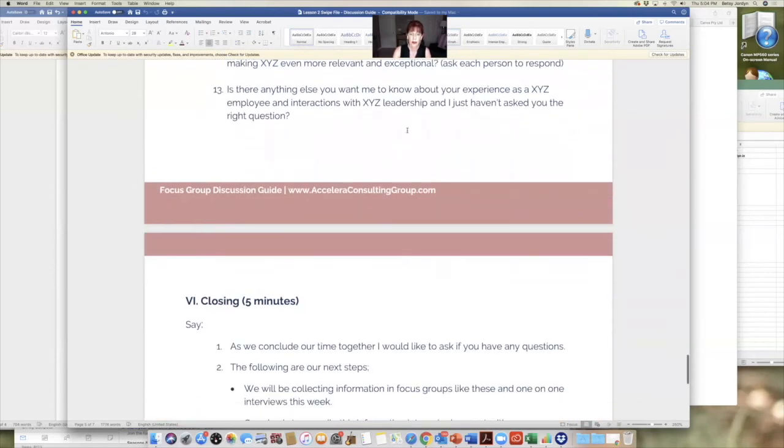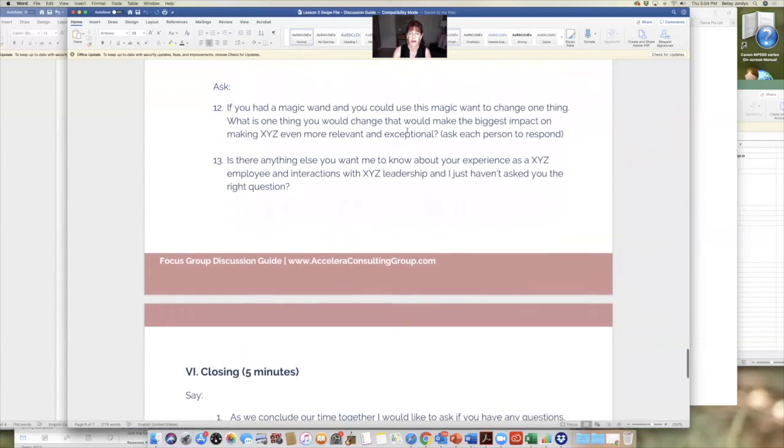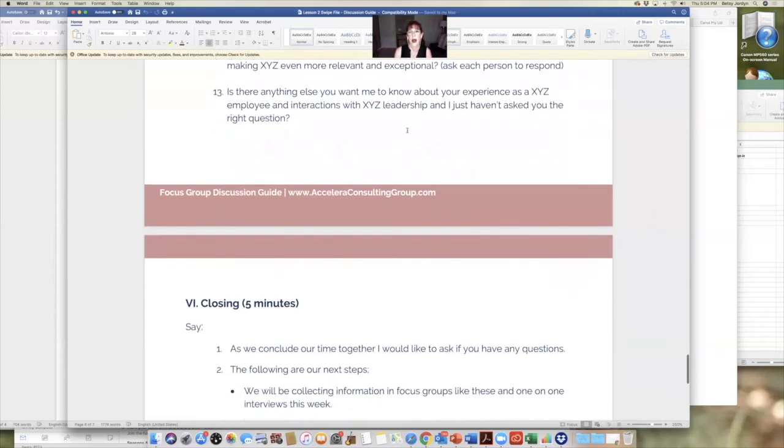And then I'm going to share with you my two favorite wrap-up questions: my magic wand question, and is there anything else you want to share about X, Y, and Z? So if you had a magic wand and this magic wand could do one thing, what is the one thing that you would change that would make the biggest impact on making this organization even more effective, or making this experience even more amazing for all your customers, or whatever you want to say? And then the last one, is there anything else you want me to know about your experience?